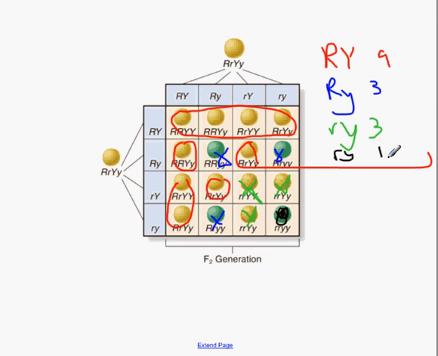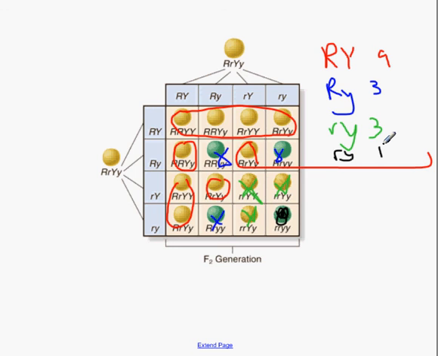So what's the ratio? 9 to 3 to 3 to 1. Or if we divide them over 16, we would say 9 over 16, 3 over 16, 3 over 16, and 1 over 16. Those are the ratios we would expect to see if we did a pure heterozygous dihybrid cross.